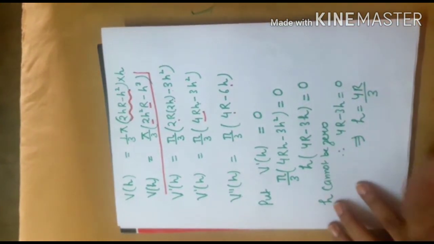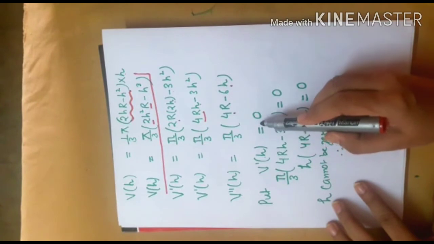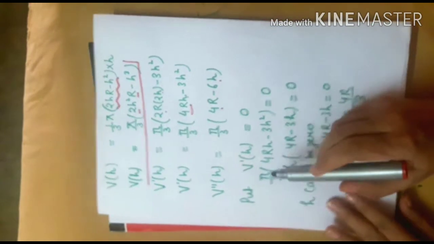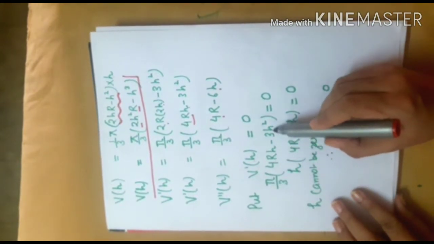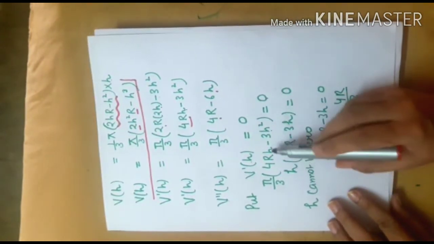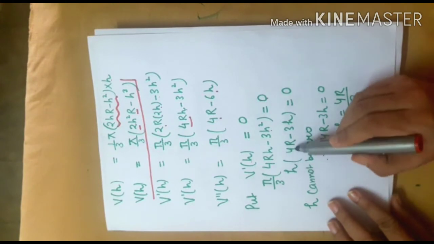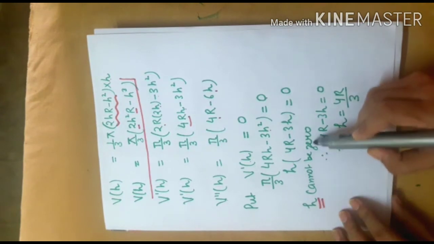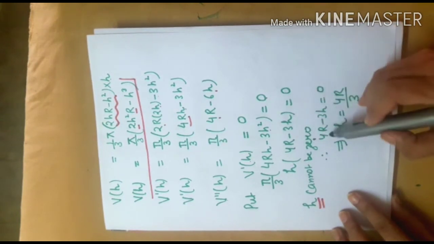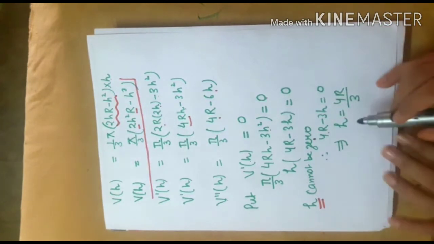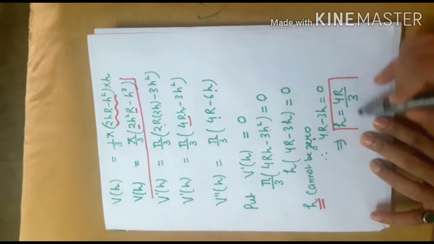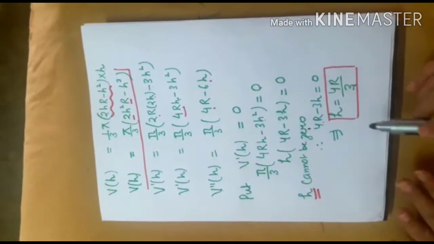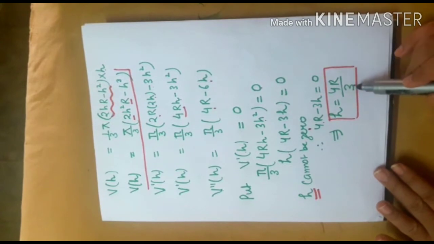Now to get the critical points, I'll put V dash h equal to 0. So pi by 3 into 4Rh minus 3h square is 0. I take the common factor h, so I'll get h into 4R minus 3h equals 0. As the height of the cone cannot be equal to 0, therefore 4R minus 3h is 0. So from here h is equal to 4R by 3. The critical point is 4R by 3.